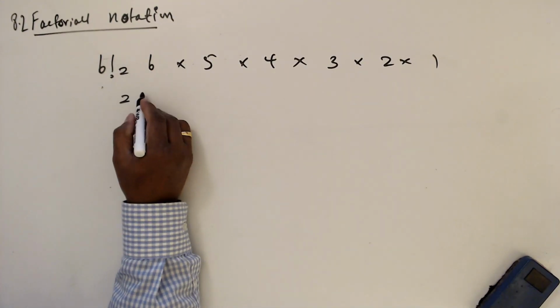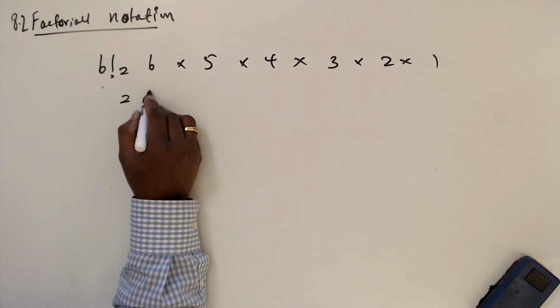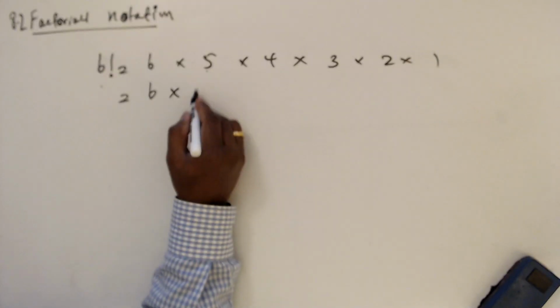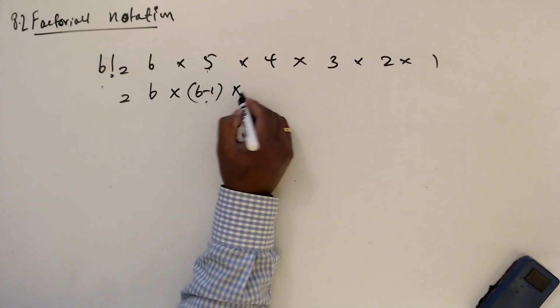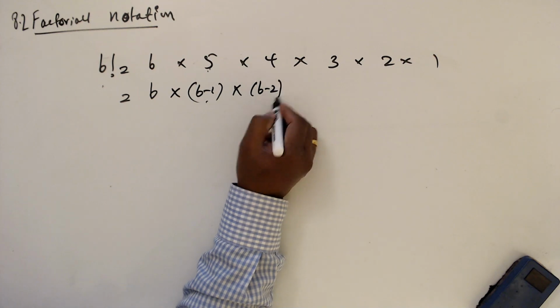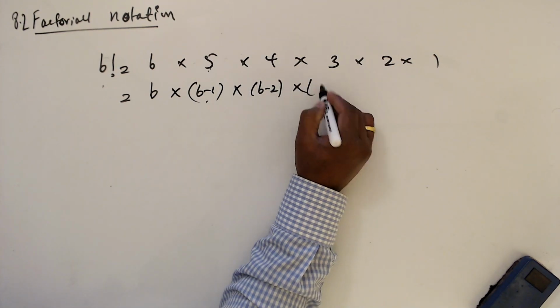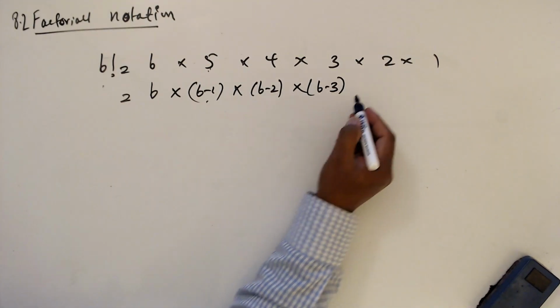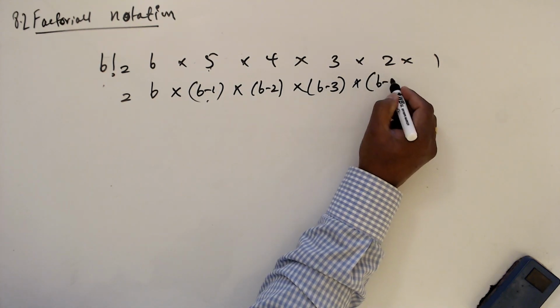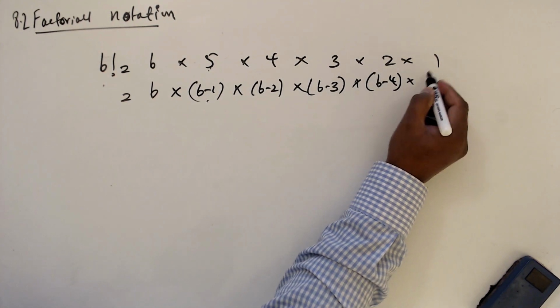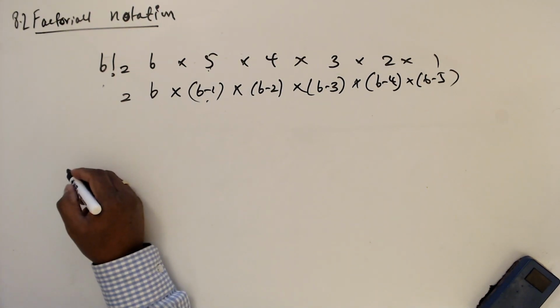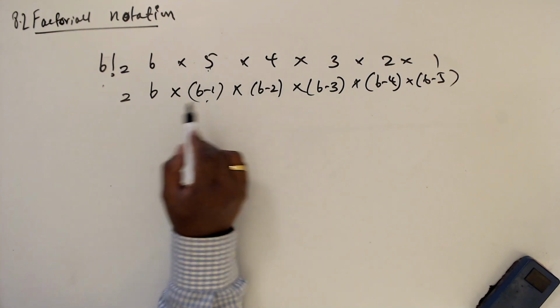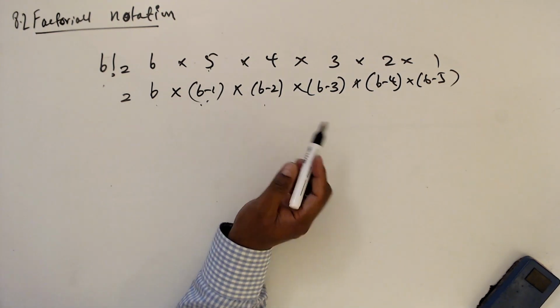Factorial 6 you can write this way. This is 6 as it is. 5 you can write as 6 minus 1. 4 you can write as 6 minus 2. And 3 you can write as 6 minus 3. And 2 you can write as 6 minus 4. And 1 you can write as 6 minus 5. This is another way of writing. Instead of 5, 4, 3, 2, 1, you write 6 minus 1, 6 minus 2, and so on.